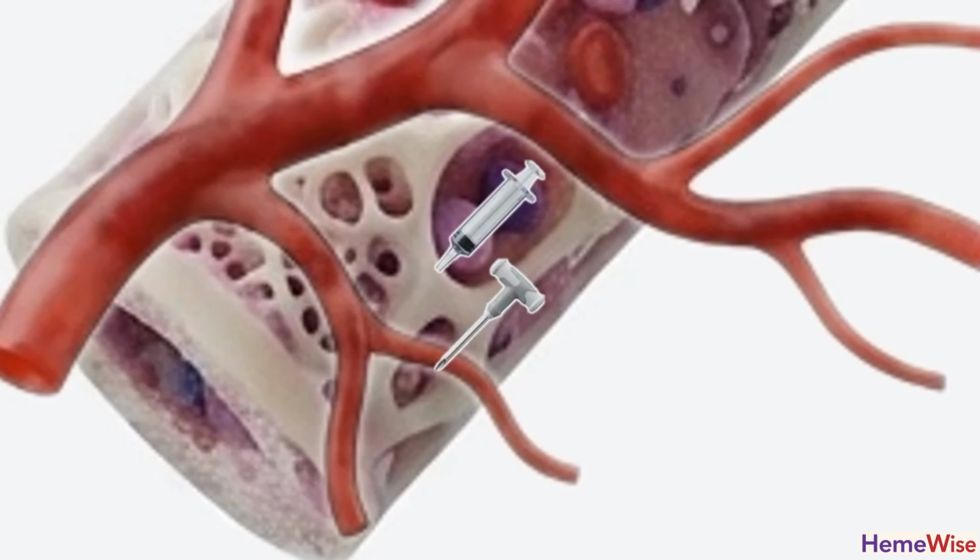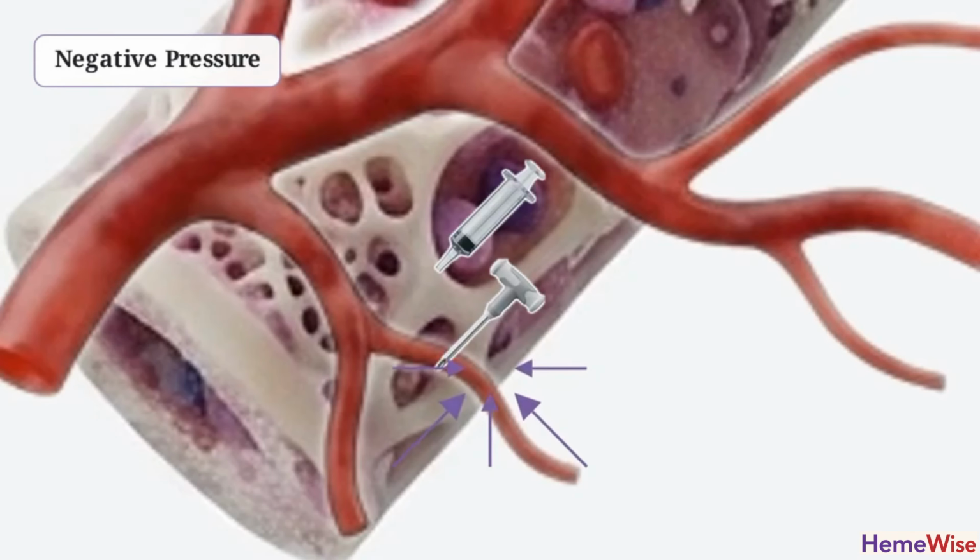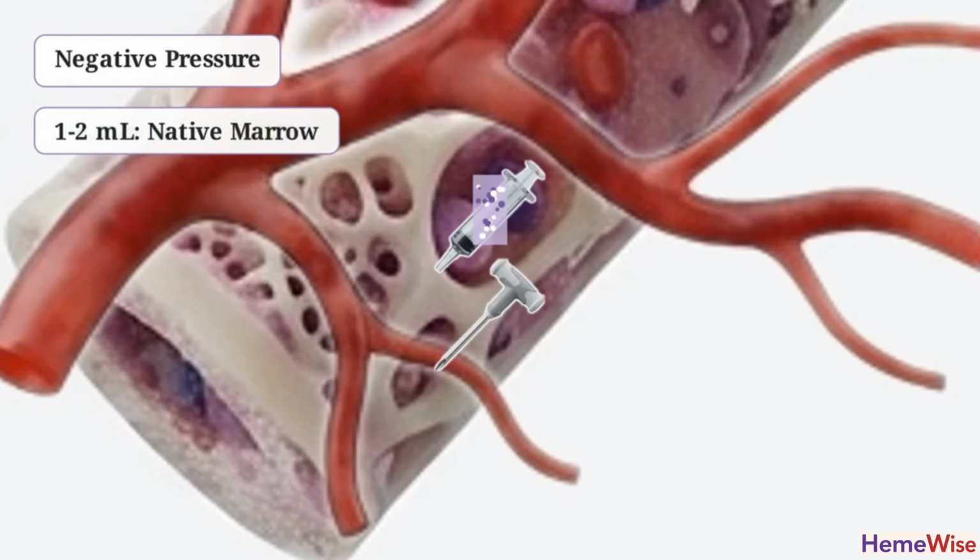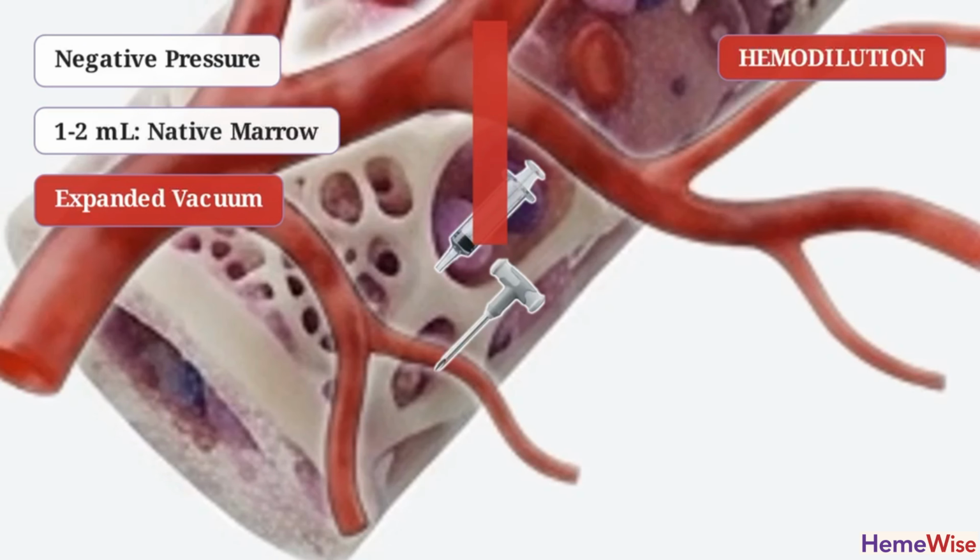Once the needle reaches the marrow cavity, a syringe creates a localized vacuum that pulls the fluid out of the trabecular spaces. The first pull must be a small volume, typically 1 to 2 milliliters. This ensures the highest concentration of native marrow particles, which are required for an accurate morphological analysis. If the operator pulls a larger volume immediately, the expanded vacuum ruptures the surrounding sinusoids. This floods the syringe with peripheral blood, diluting the native marrow in a technical failure known as hemodilution.